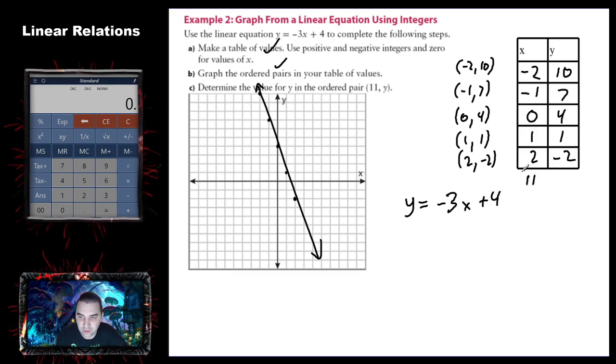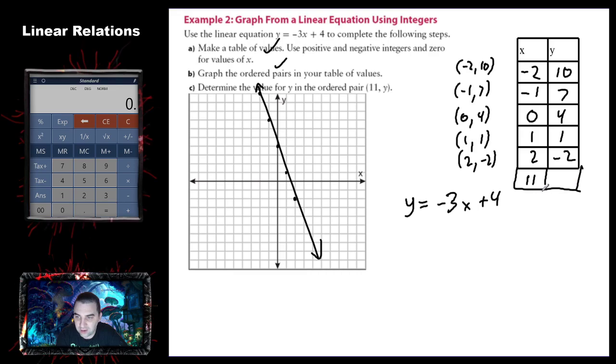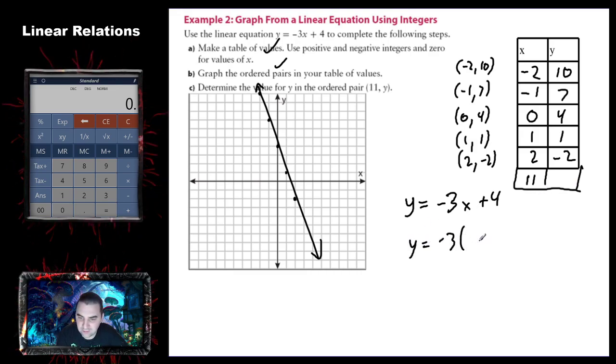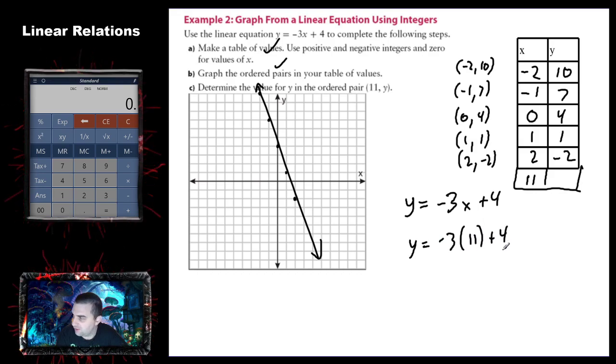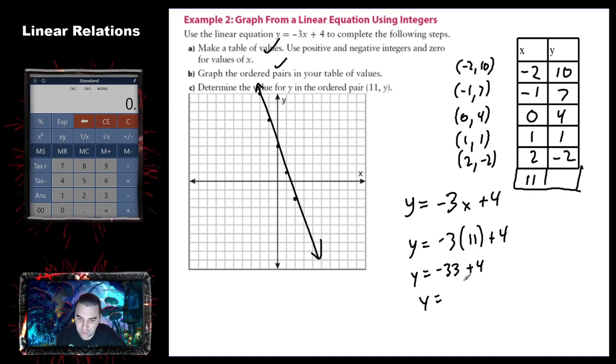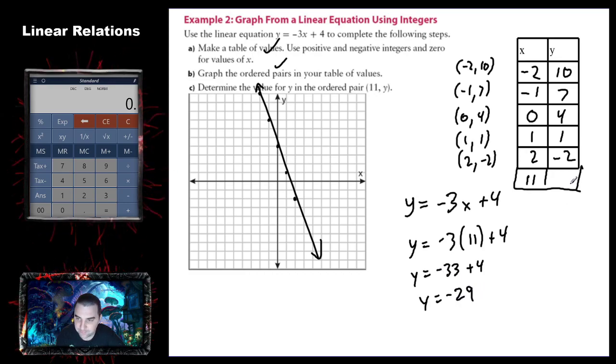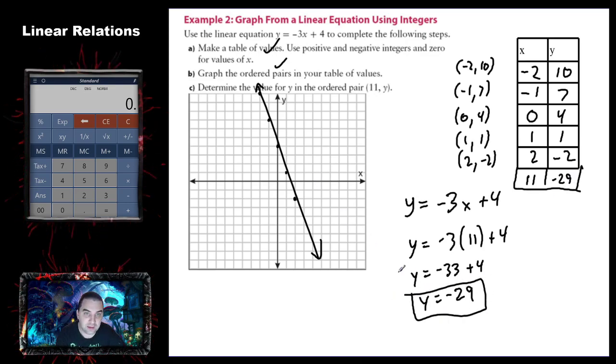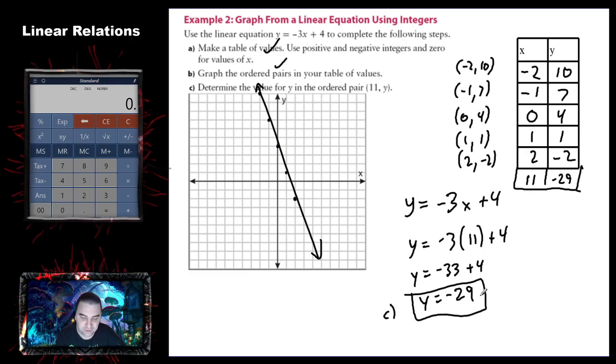So if we are looking just for an extra point here, where x is equal to 11, let's just put 11 in. That's just an easier way to do it. So we've got minus 3 times 11 plus 4. Y is equal to minus 3 times 11 is minus 33. We have plus 4. And then all we got to do is add a positive integer and a negative integer together. We get minus 29. So minus 29 would be the answer for y in that part there, part C.